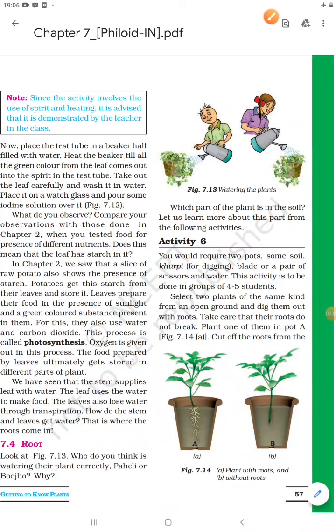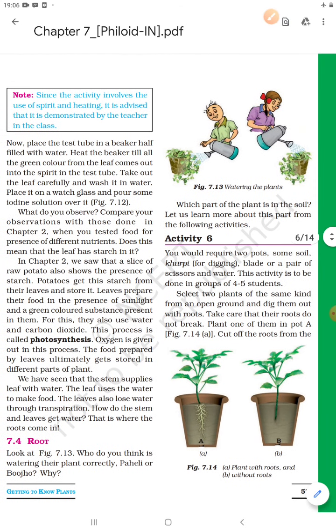Hello dear students, we are discussing our 7th chapter. Now in this chapter we will discuss root today. We already discussed stem and leaf in our previous video. Now we will discuss root today.